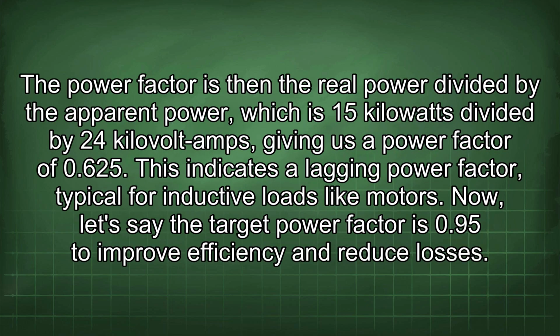The power factor is then the real power divided by the apparent power, which is 15 kilowatts divided by 24 kilovolt-amps, giving us a power factor of 0.625. This indicates a lagging power factor, typical for inductive loads like motors. Now let's say the target power factor is 0.95 to improve efficiency and reduce losses.